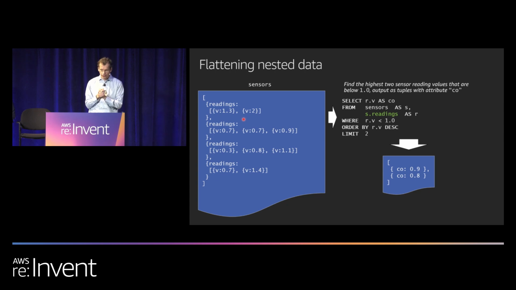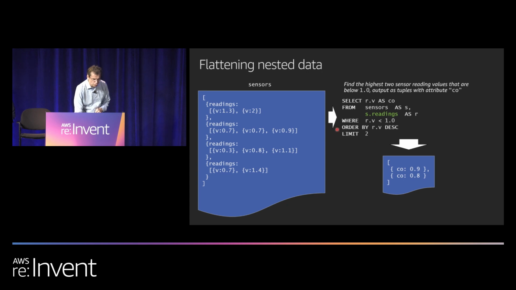So now the query that I want to run here is the following. I want to issue a query that says, find the highest two readings in these arrays and output them as a collection that is saying, I have records with a carbon monoxide attribute and these values as the output values.